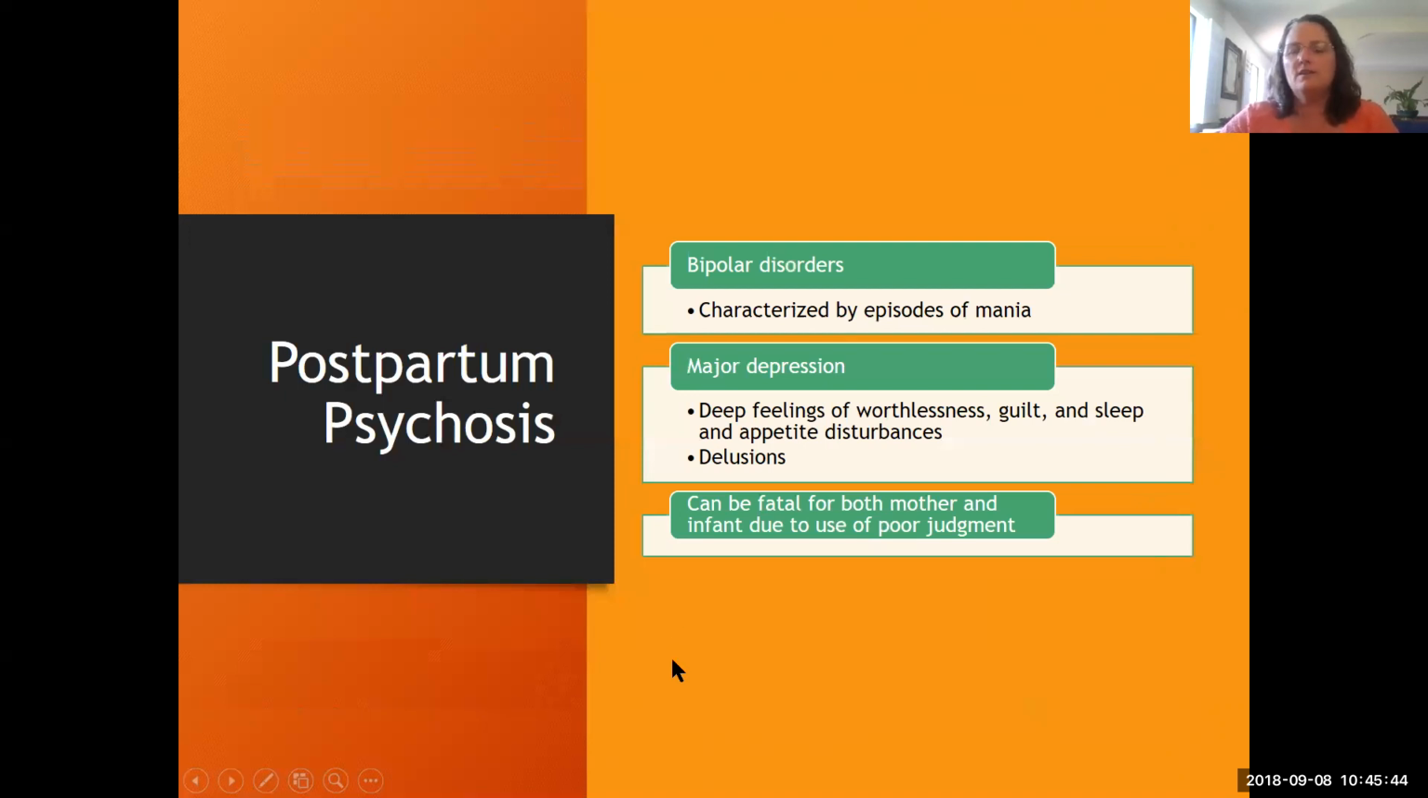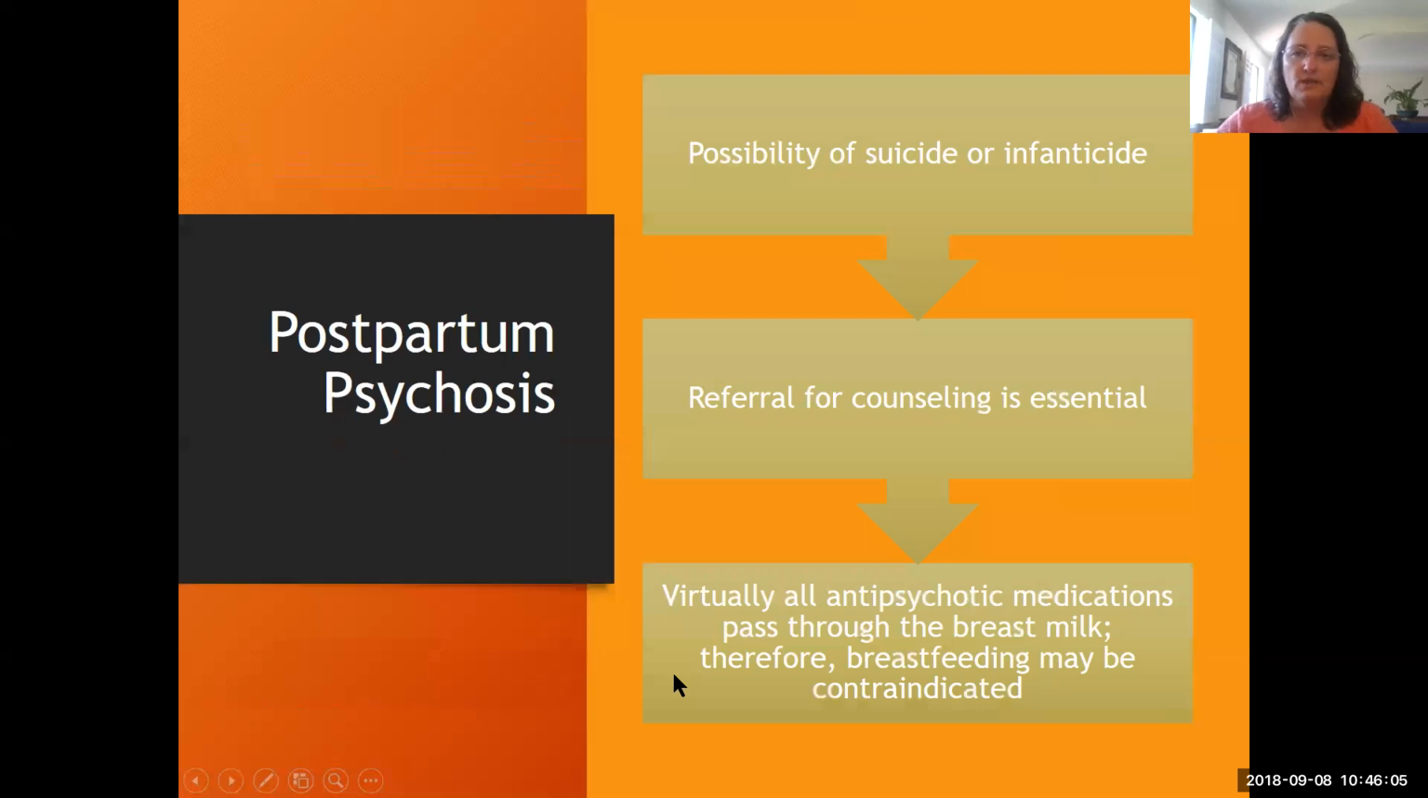The fact of the matter is, in every single one of those cases, there were dozens of people around them that saw some of these signs and didn't intervene. So this is the big take-home message: we want to make sure that we are intervening if we think these things are going on. There's a possibility of suicide or infanticide. We want to get them to counseling, and get the baby to a safe place where they can be watched.